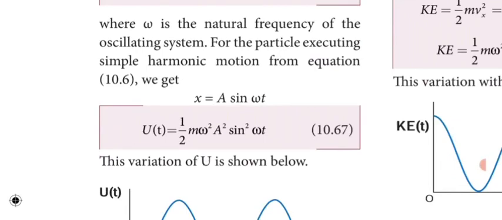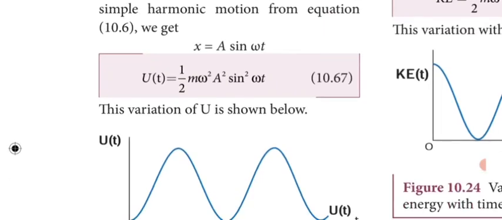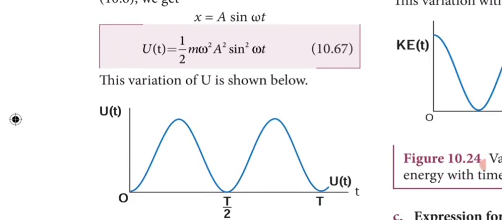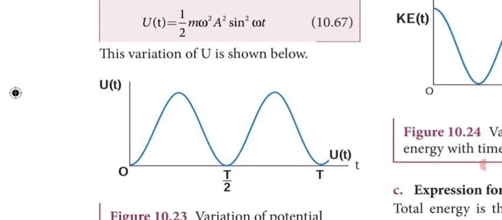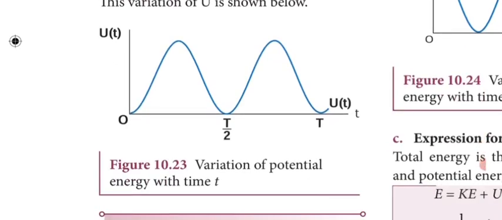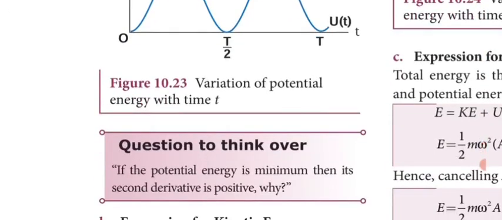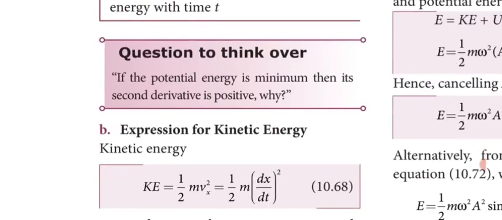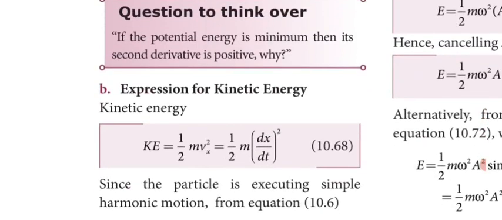For a particle executing simple harmonic motion, we get x is equal to a sin omega t. If we substitute this in U, we will get half m omega square a square sin square omega t. This is the variation of U for different times. Okay, next we pass on to the kinetic energy expression.